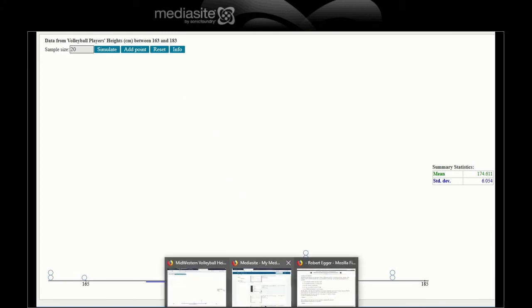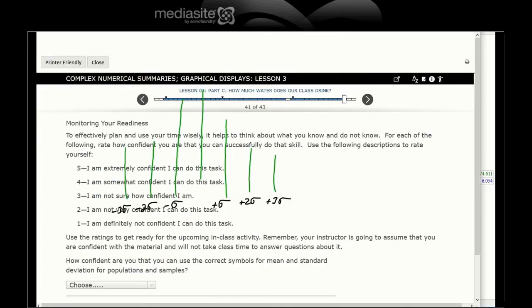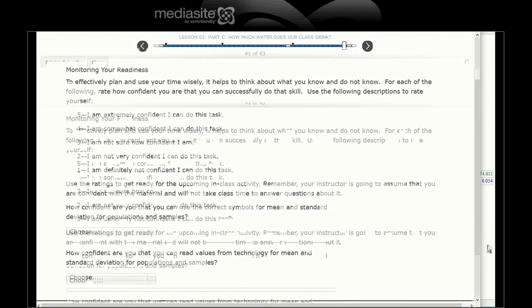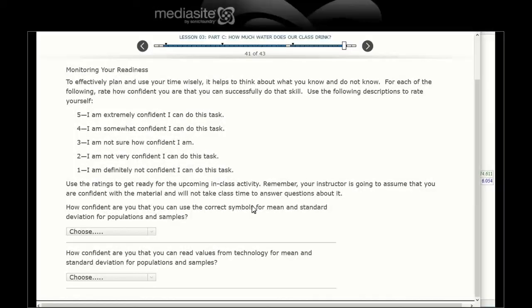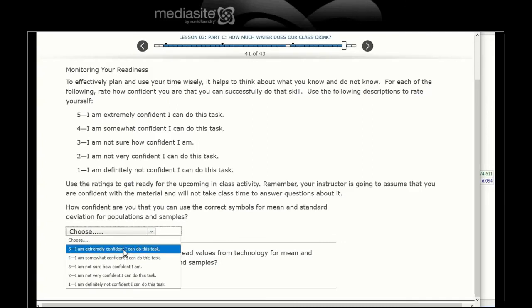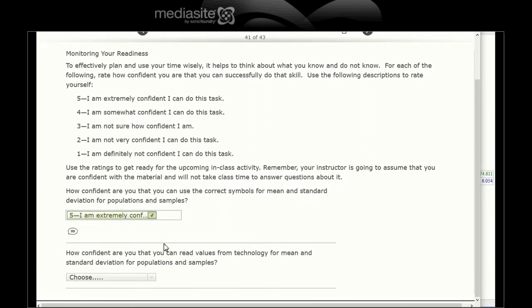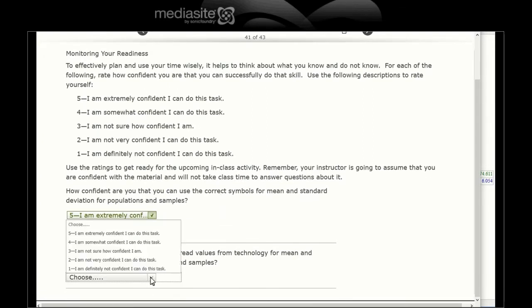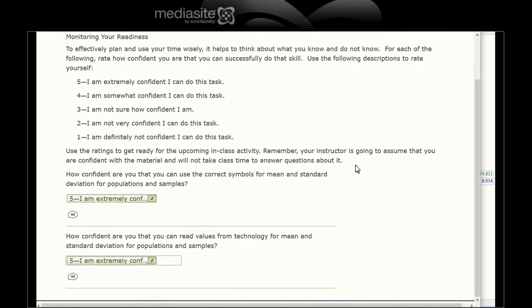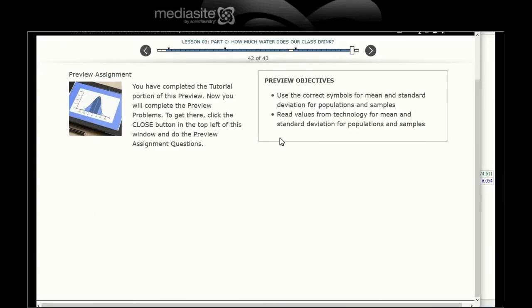Oops. Meant to hit the button. So confidence. How confident are you to use correct symbols? I'm very confident. How confident are you to read values from technology? I'm very confident. All right. And I think that's it for 3.